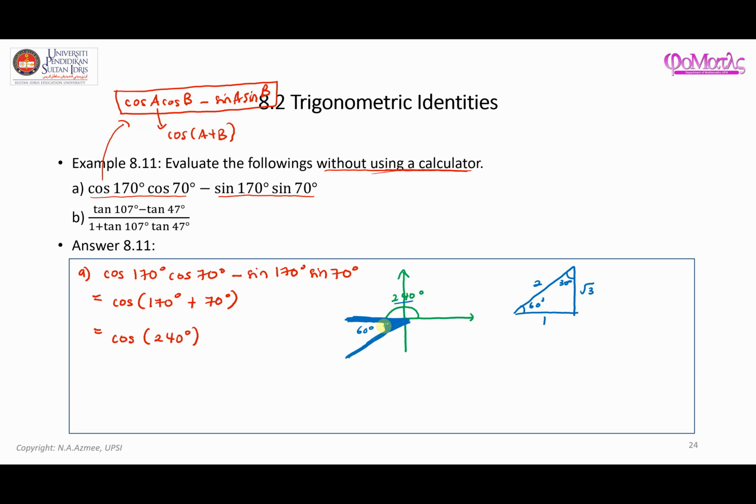Because cosine is in the third quadrant, therefore the value of this is going to be negative. Remember, add sugar to coffee. For the third quadrant, only tangent is going to be positive and the rest are going to be negative. Therefore, we can write down that the value of cos 240 degrees is equal to negative of cos 60 degrees. Based on this, cosine 60 degrees is 1 over 2. So the final answer for this is negative 1 over 2.